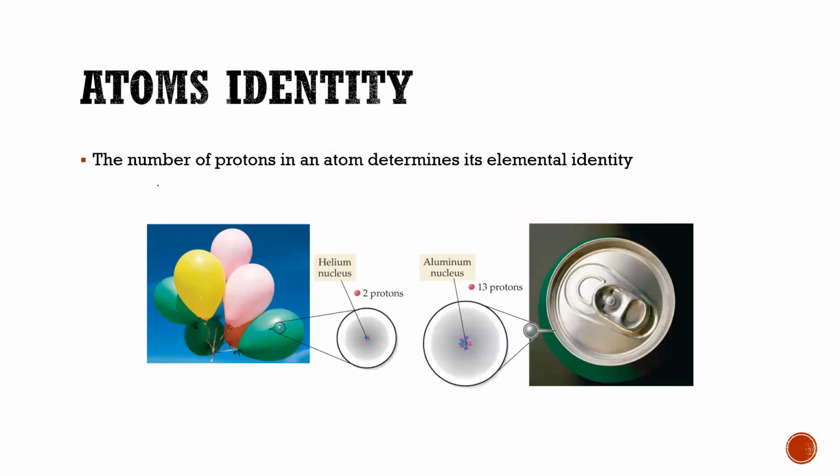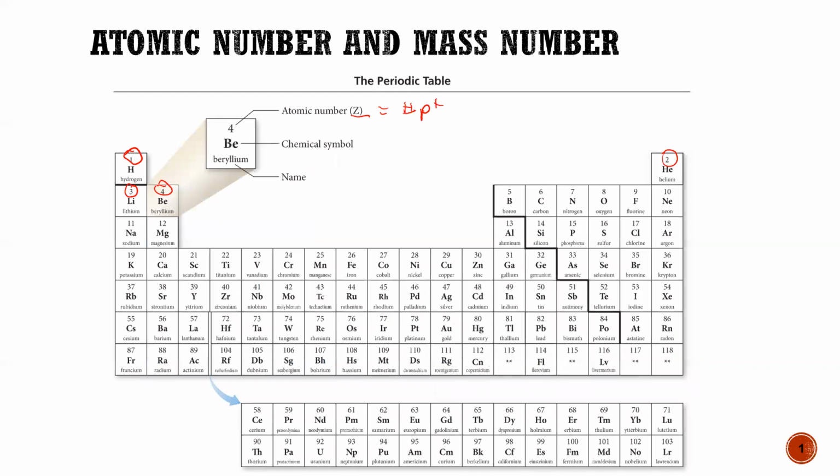So essentially, the atom is identified by the number of protons. It's the number of protons that dictates what the element is. A helium has 2 protons. If I have something other than 2 protons, it would not be considered a helium atom. For example, aluminum has 13 protons. Why is that? If we look at aluminum on the periodic table, we see its atomic number is 13, and that's because it has 13 protons found in the nucleus. So we use the atomic number to identify the element.